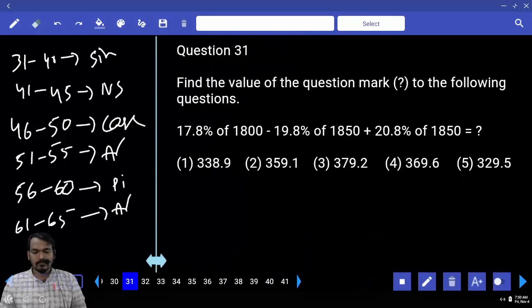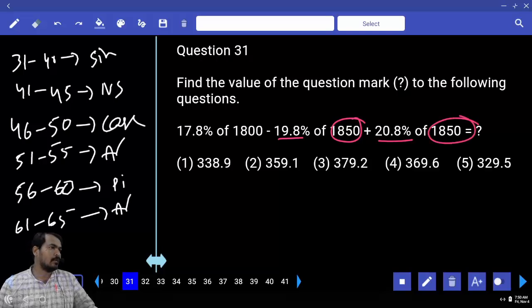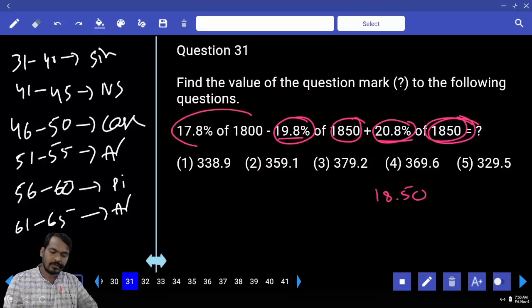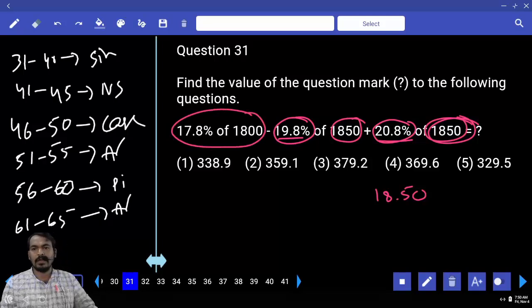Question 31. 17.8% of 1800 minus 19.8% of 1850 plus 20.8% of 1850. Here 20.8% and here 19.8%, but here 1850, here also 1850. 1850 is common, okay? What is the difference between 20.8 and 19.8? 1%. 1% of which value? 1850. What is 1% of 1850? 18.50. Again we require which one? 17.8% of which one? 1800.